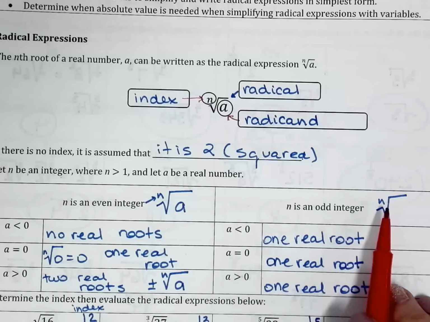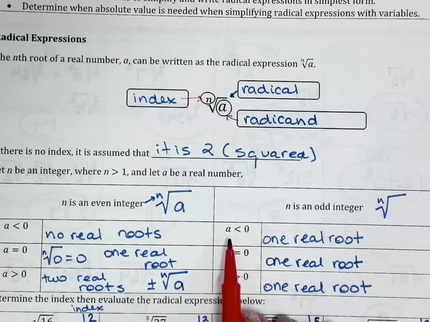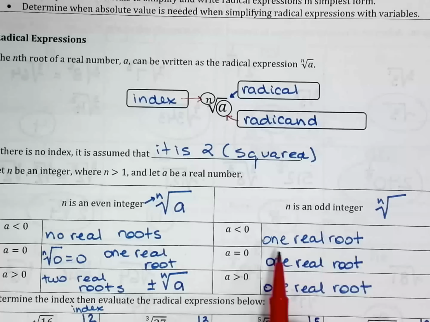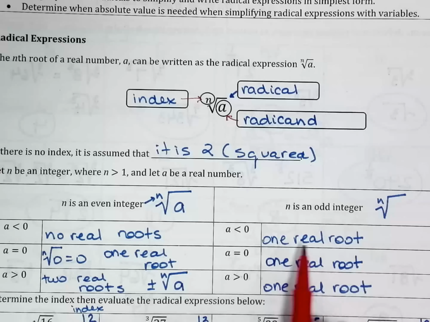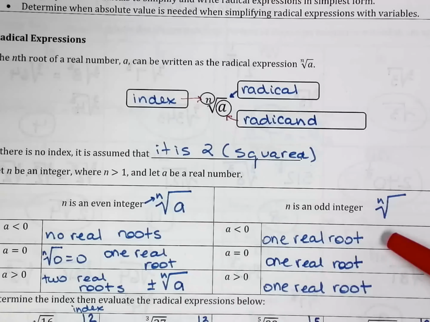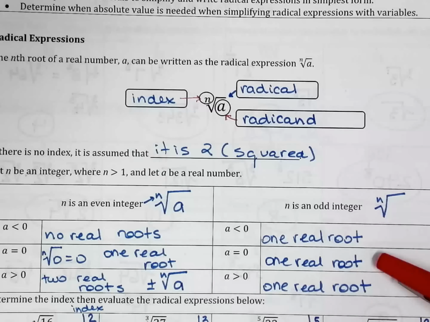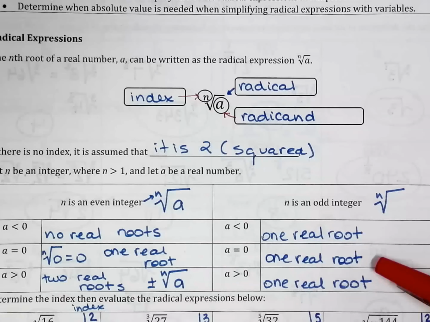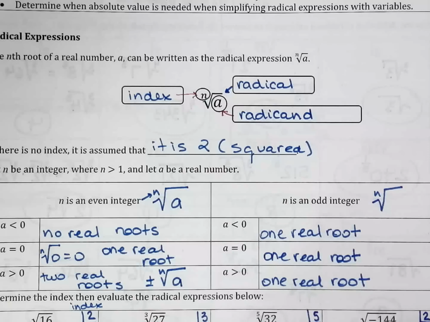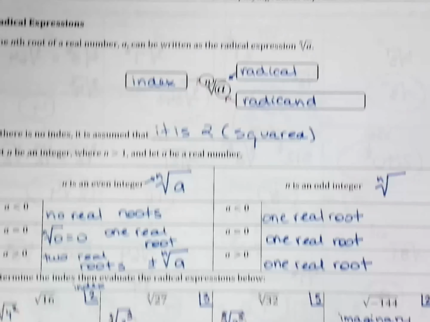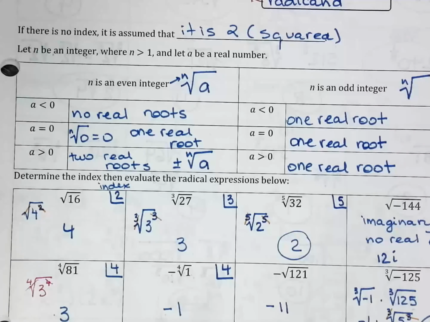Now, if the index is odd, like 3, 5, or 7, then a, the radicand, could be negative, and you're still getting 1 real root. We're going to look at some examples, and it's going to make more sense there. When the radicand is 0, you have 1 real root, which is 0. And when a is positive, you're also getting only 1 real root. Let's see how that works.